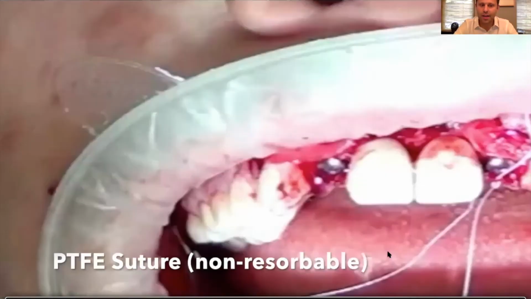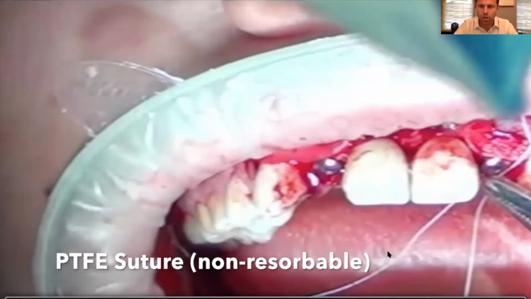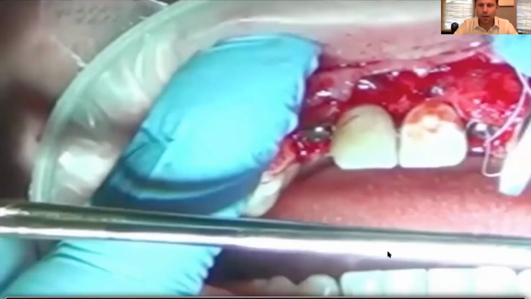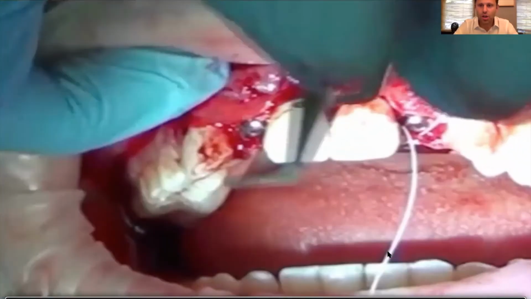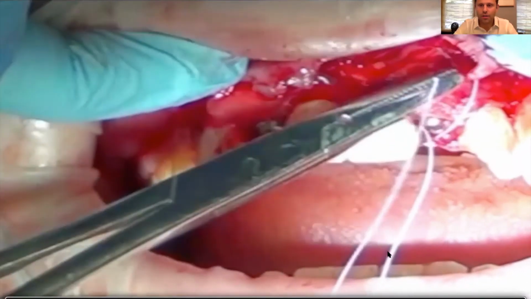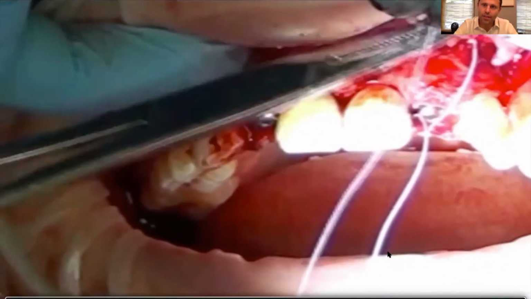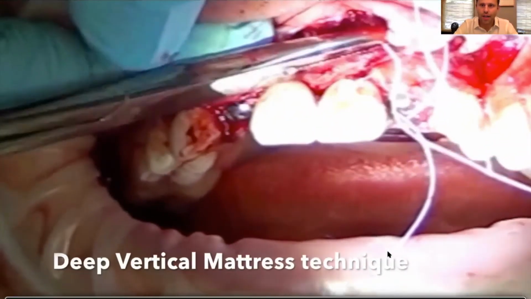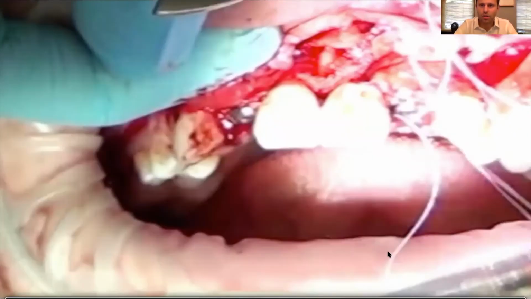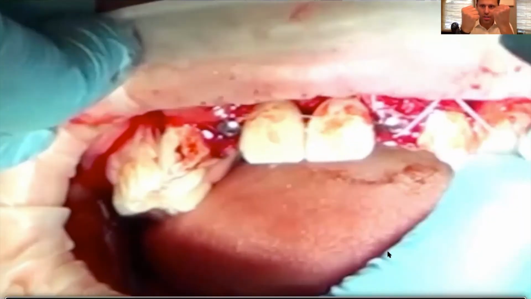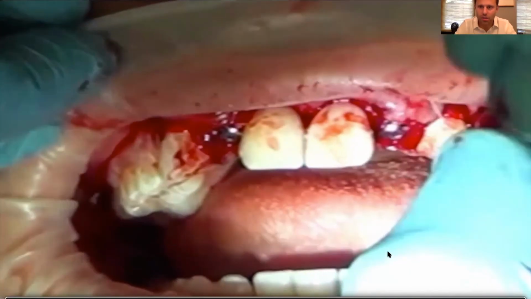Now you use PTFE suture, a non-resorbable suture, to make a deep vertical mattress. You start really deep on the buccal, then you finish, and you have 2 entrances and exits out on the lingual. But you have to go really, really deep onto the buccal aspect, all the way above into the mucosal area, so that when you tie, as you'll see as I suture it, the tissue just comes all the way down from the suturing.